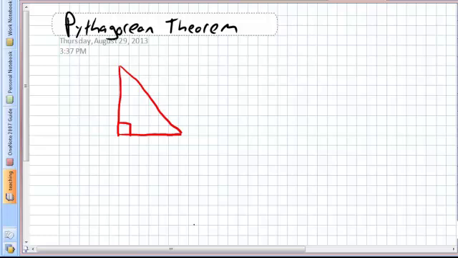The relationship is this: if I have one side, we'll call it A, another side, we'll call it B, and a third side, which is always the side opposite the right angle, C, there's a relationship that says if I add A squared, the length of A squared, plus B squared, it's going to equal C squared. So A squared plus B squared equals C squared. How does that work? I'll give you an example.